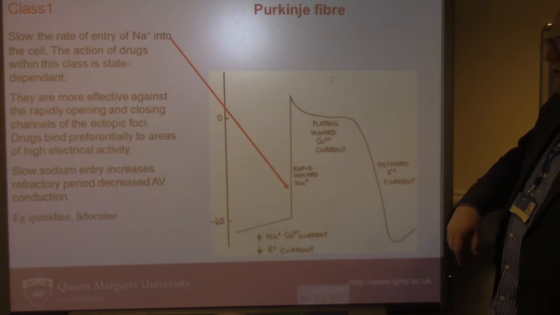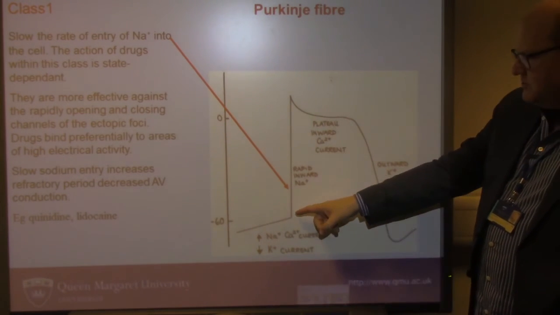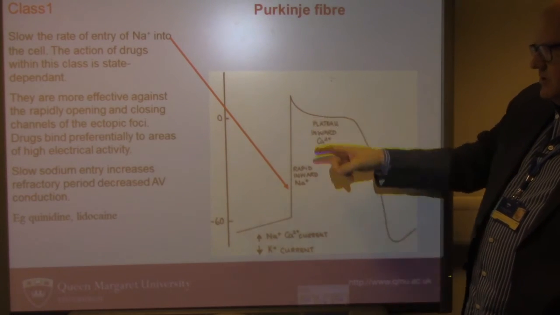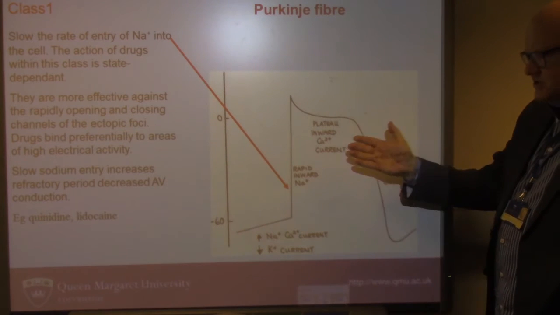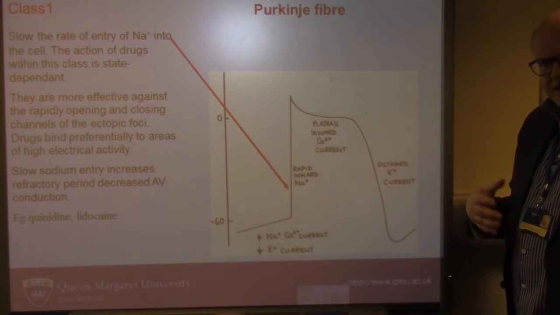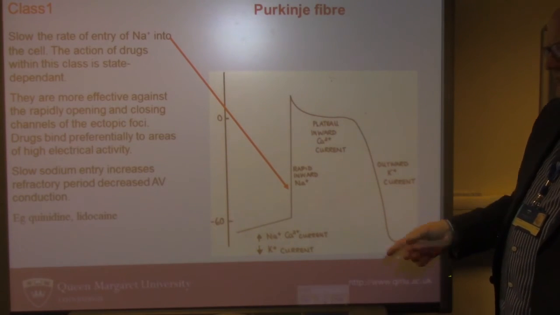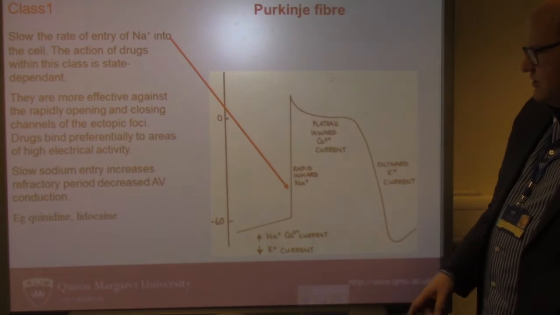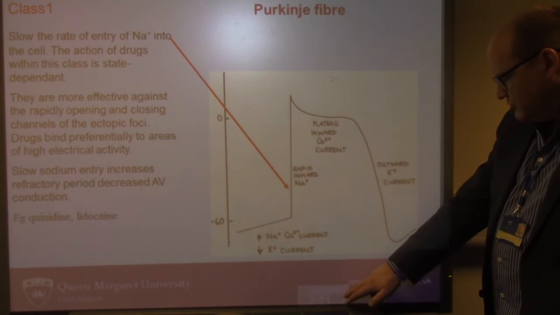So, class 1 slow the rate of entry of sodium into the cell. So what you're doing there, that increases the refractory period and decreases the AV conduction. So that will slow the process down, because this bit here takes longer with these drugs. Quinidine is an example over there.